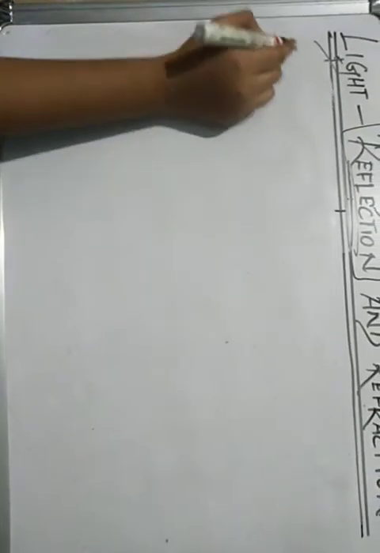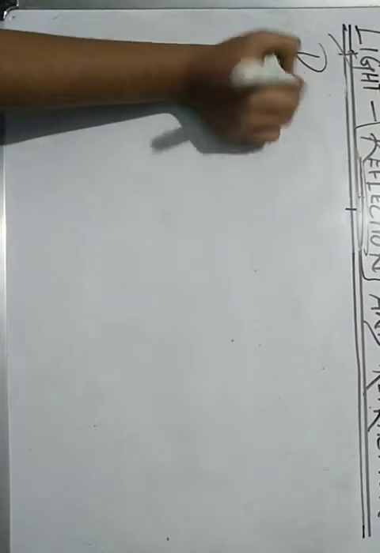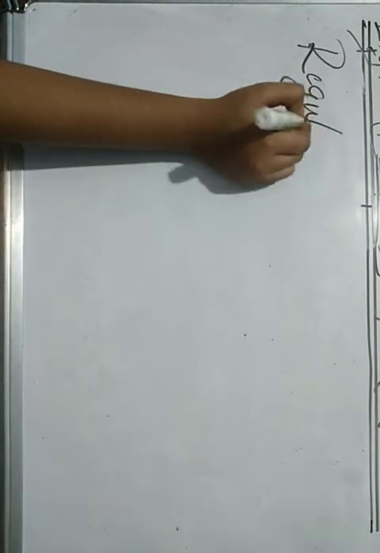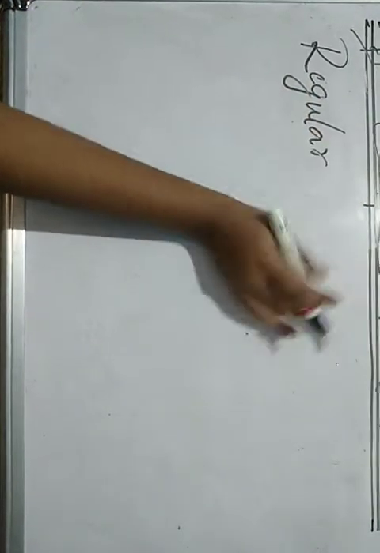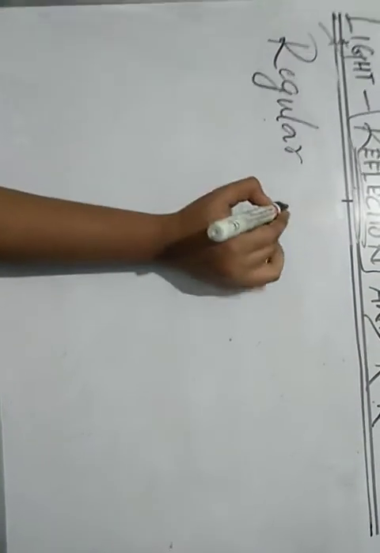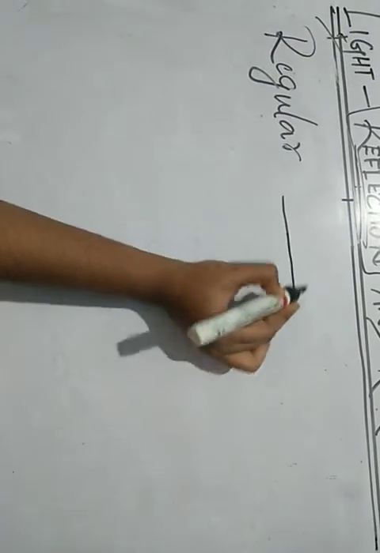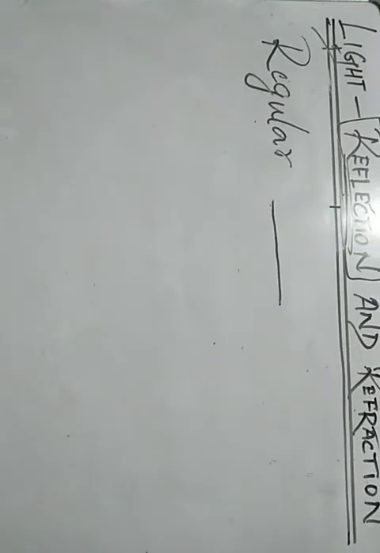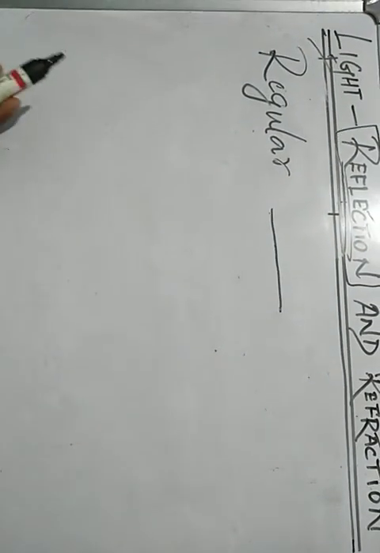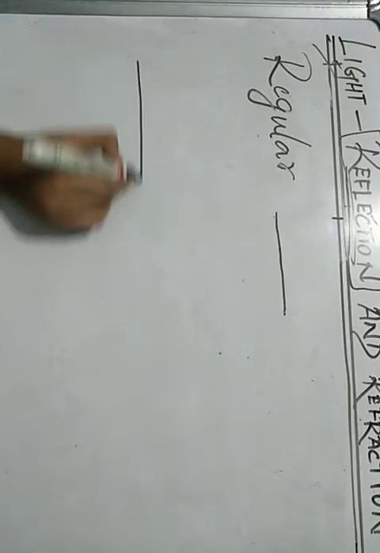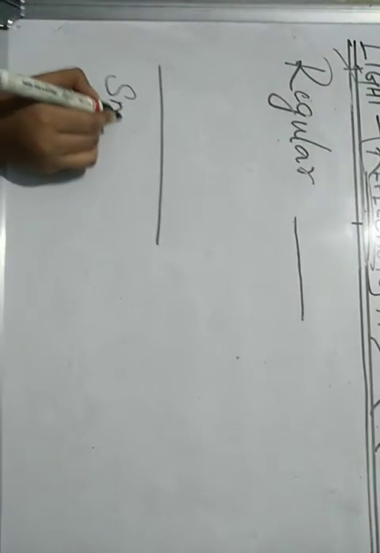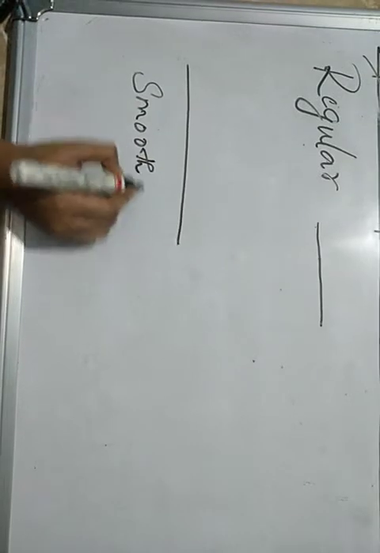Now, suppose I take this regular reflection. And now I'll tell you what regular reflection is. It takes place, I told you, from a smooth surface. Smooth surface is generally like this. I can denote it by this straight line itself. Now, how does the reflection take place in a smooth surface? See, this is a smooth surface.